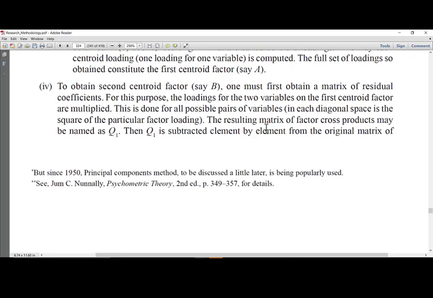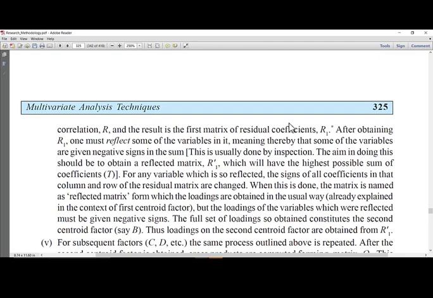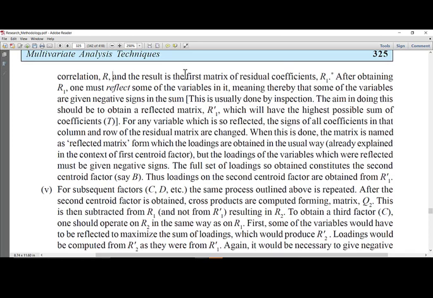Then to obtain the second centroid factor, one must first obtain a matrix of residual coefficients. For that purpose, we have calculated matrix Q1. Then Q1 is subtracted element by element from the original correlation matrix R. And we have got R1, that is the matrix of residual coefficients, R1. After obtaining R1, if there are any minus signs, then we are making the reflected matrix, R1 dash.